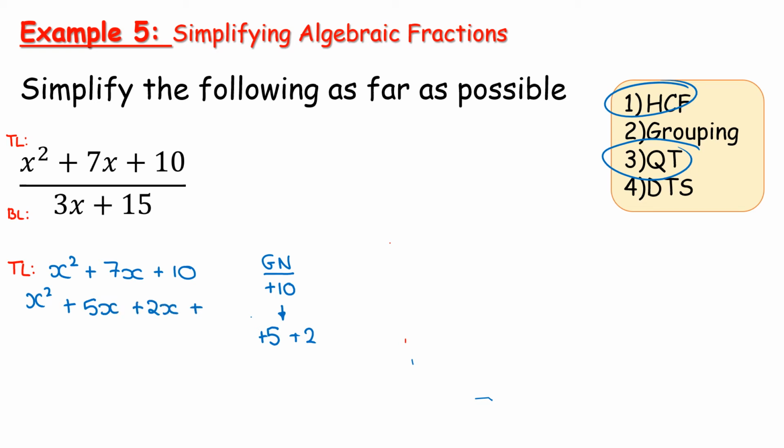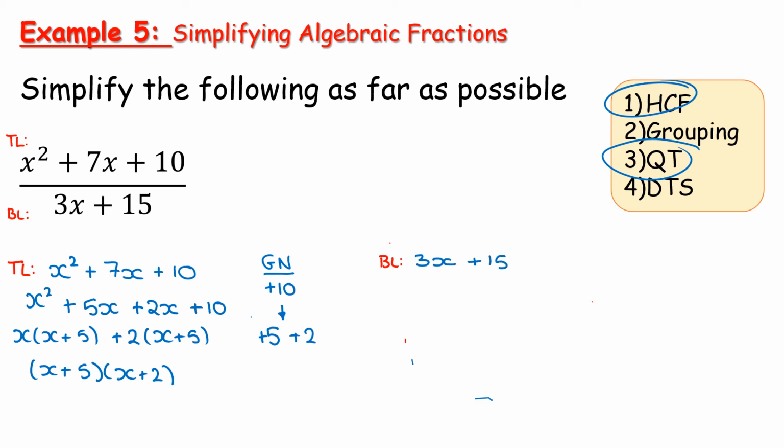5x plus 2x plus 10. I have an x is common, leaving me with x plus 5. Plus 2 is common, again leaving me with an x plus 5. And that gives me x plus 5 times x plus 2. That's my new top line. I'm then going to go and do the bottom line. Now, I don't really need to do the bottom line out here, but since I've already pulled out the top line, I might as well.